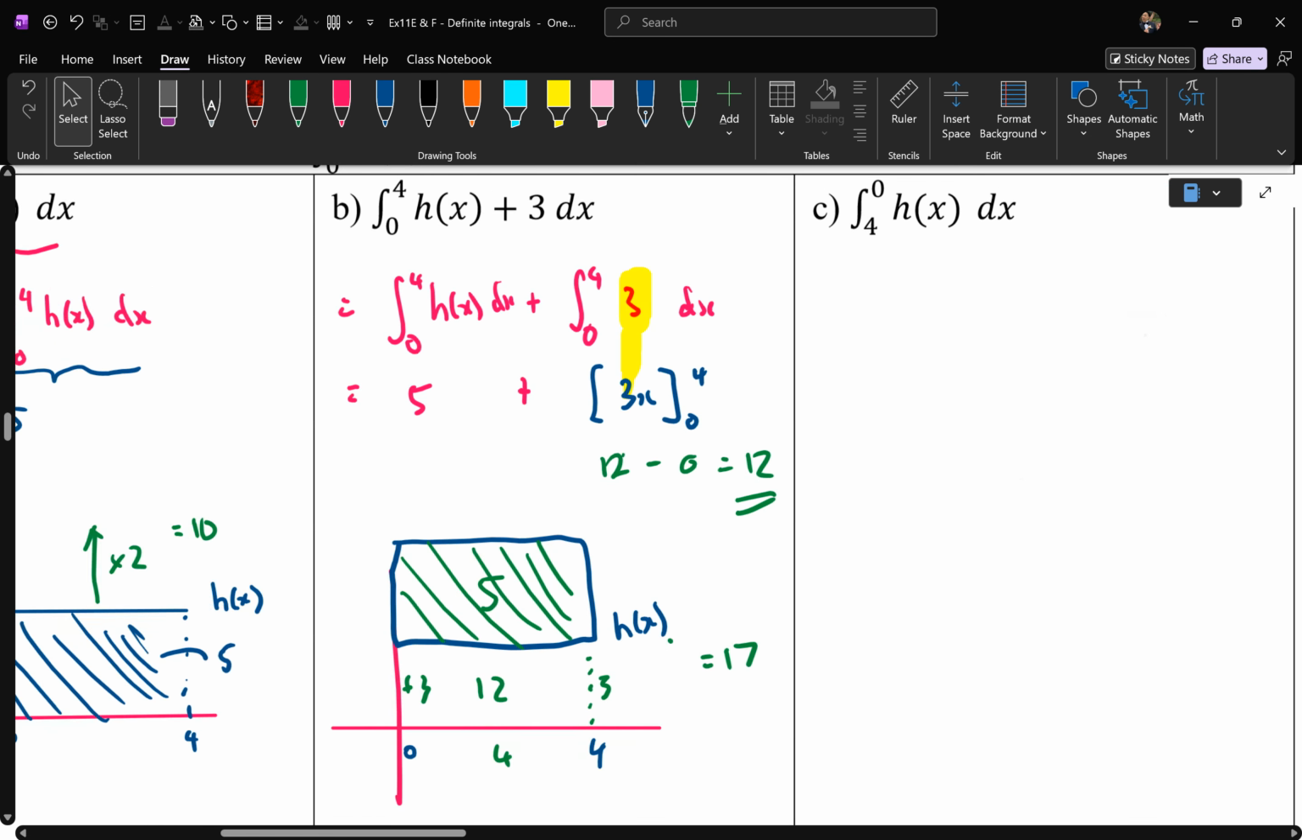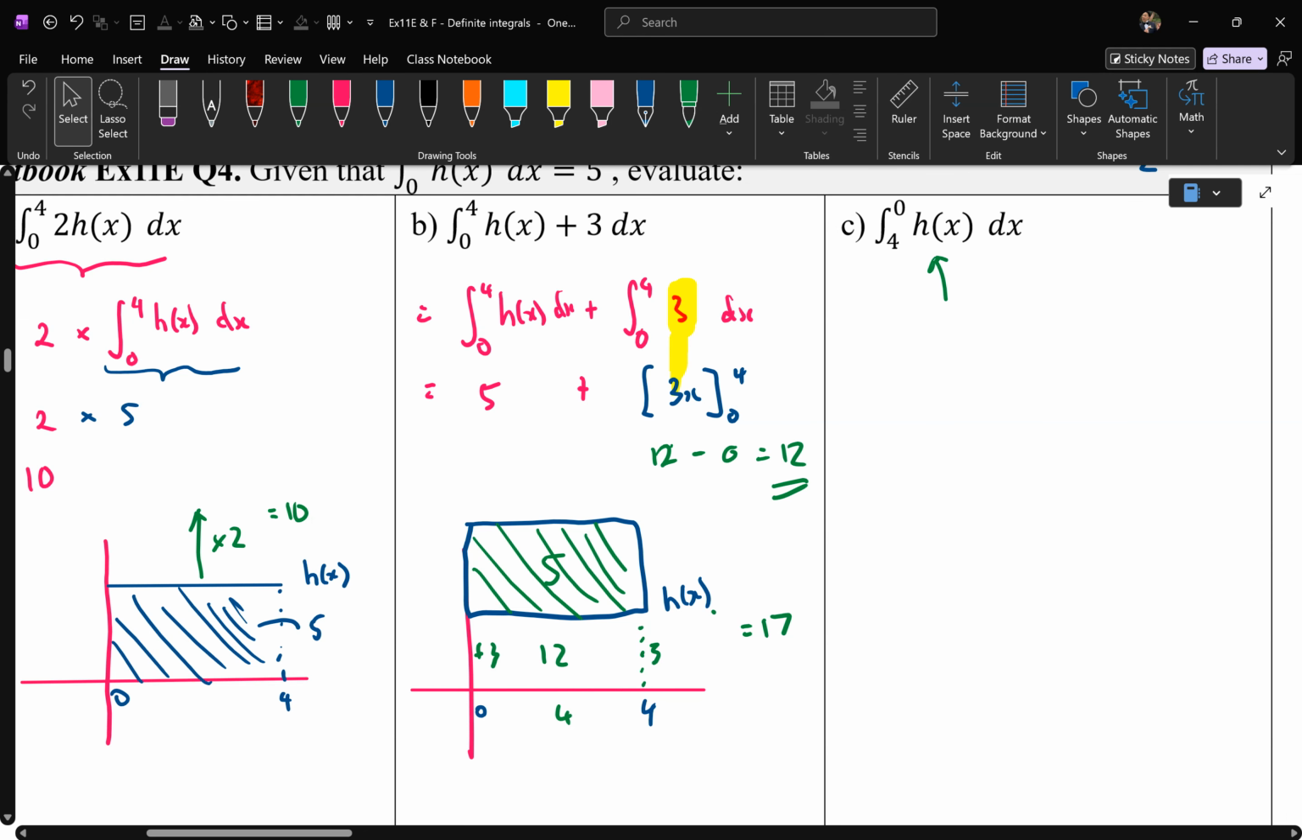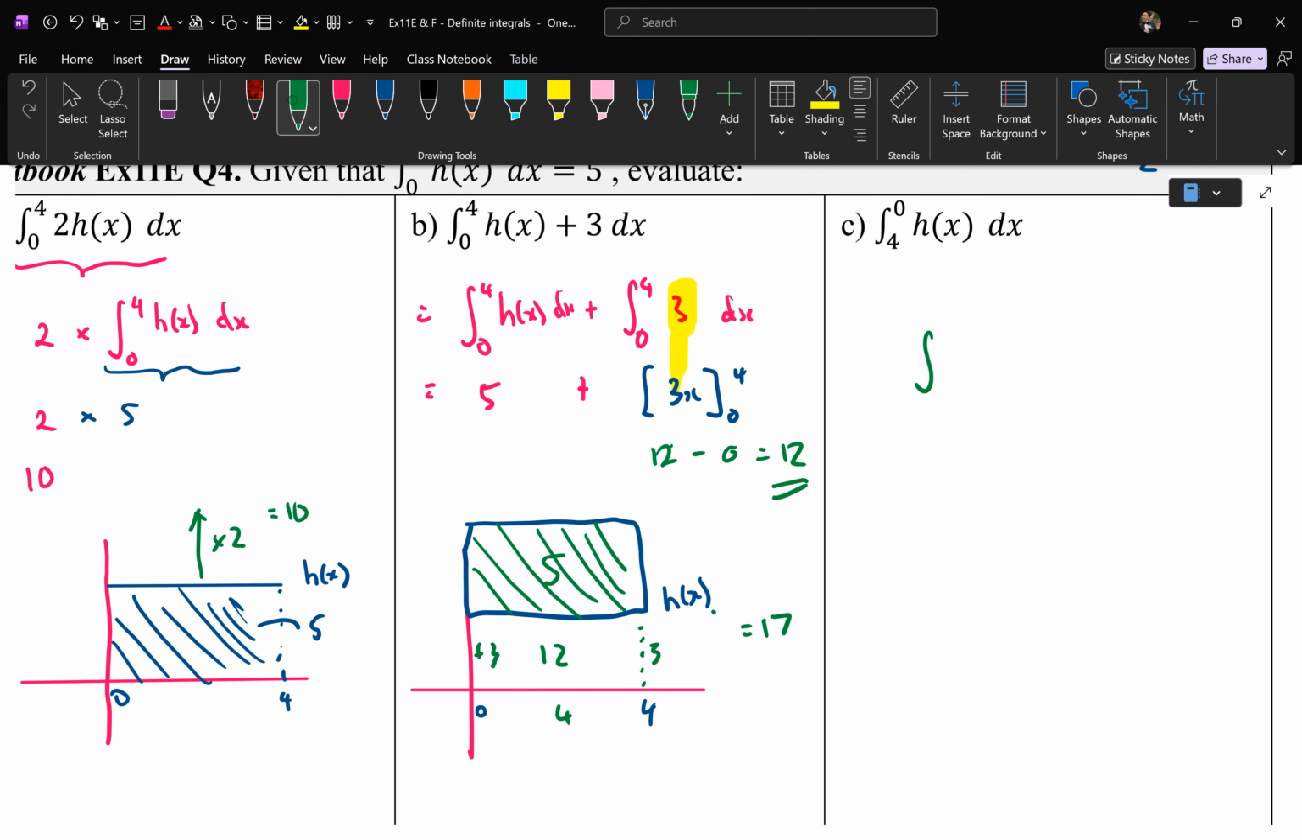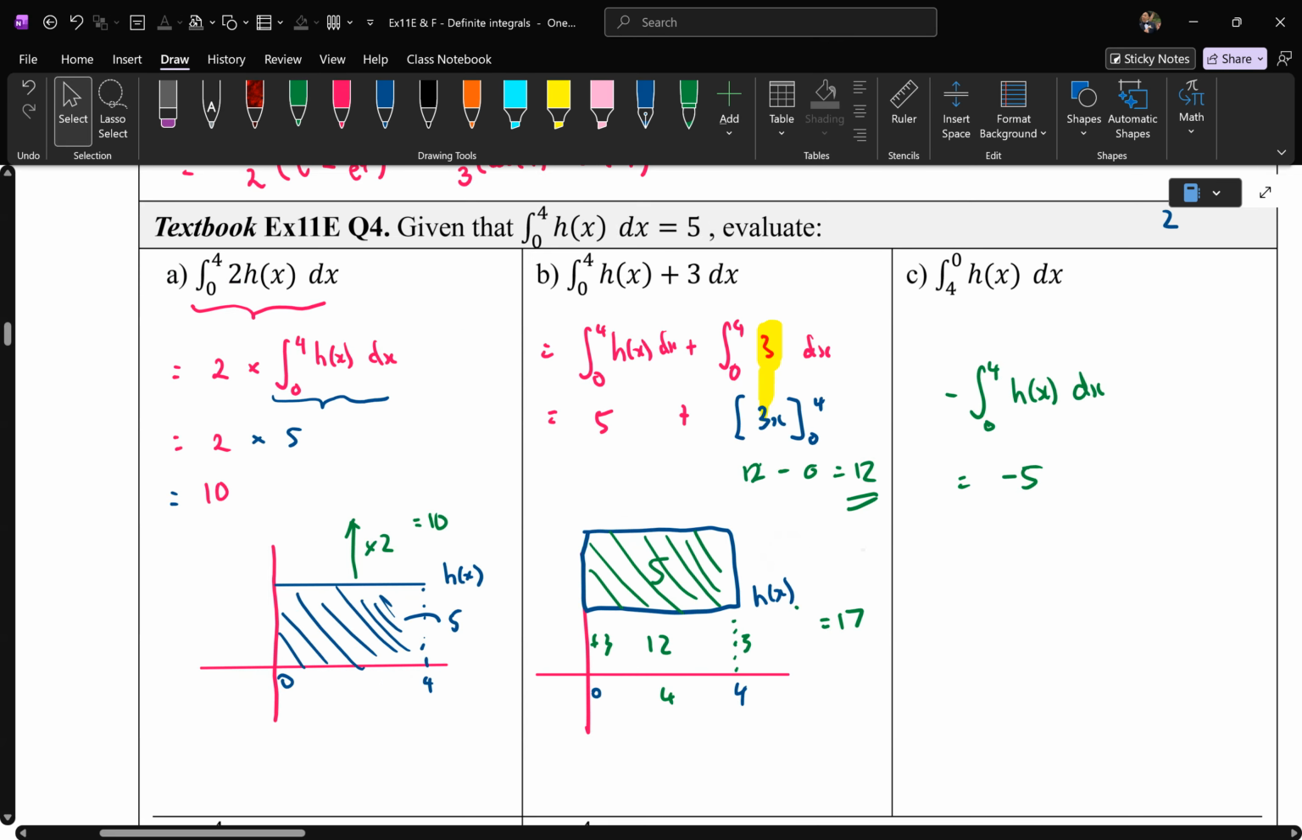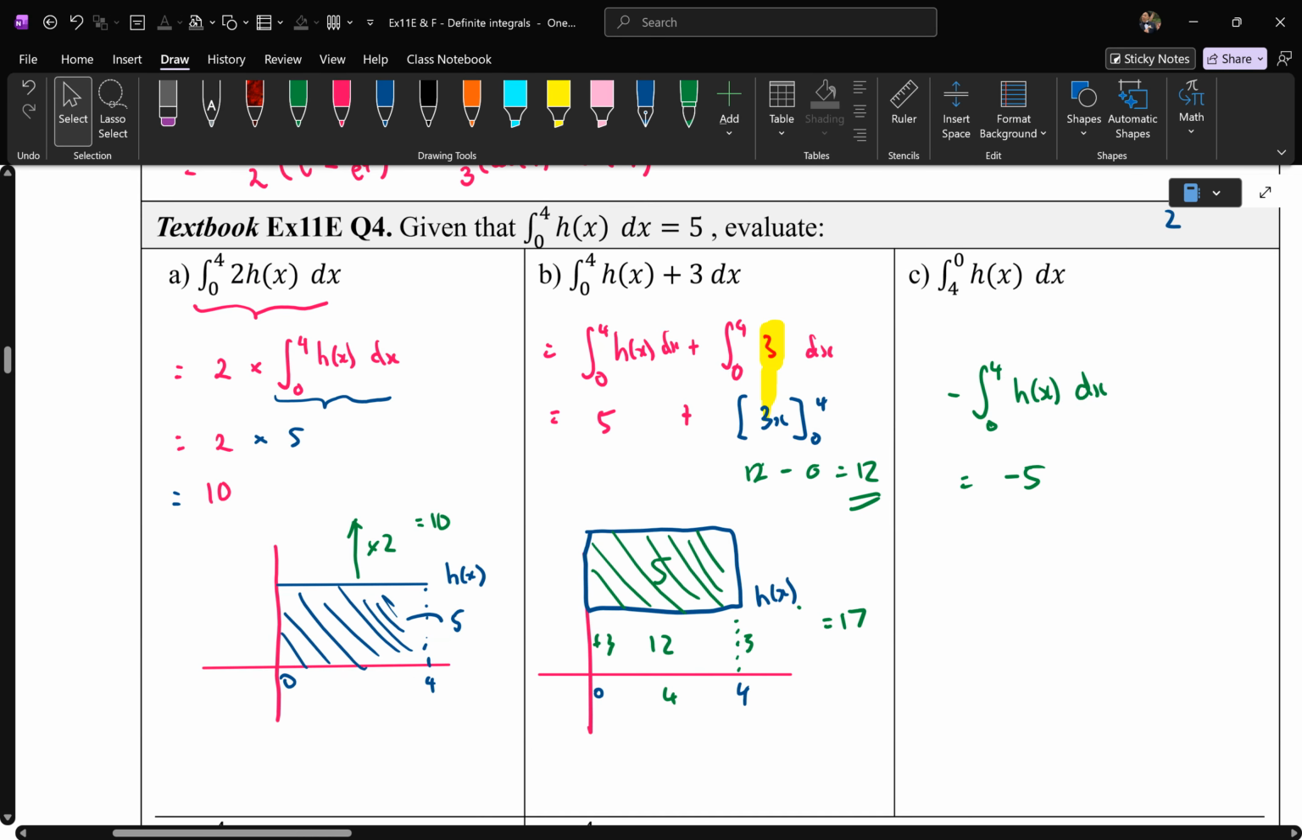Okay? And this one, obviously, we swapped the intervals around. 4 is bigger than 0. So that's pretty much using the property, knowing that the integral from 0 to 4 of negative h of x dx will give you an area of negative 5. But that's a really nice idea. I'm hoping you try to use your transformations.